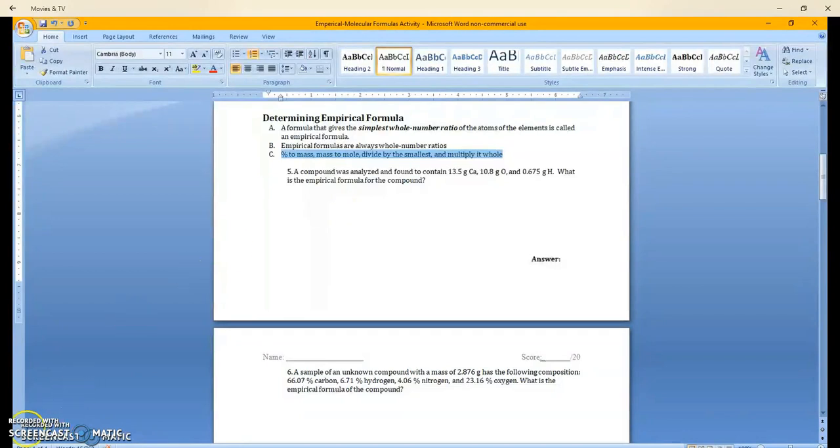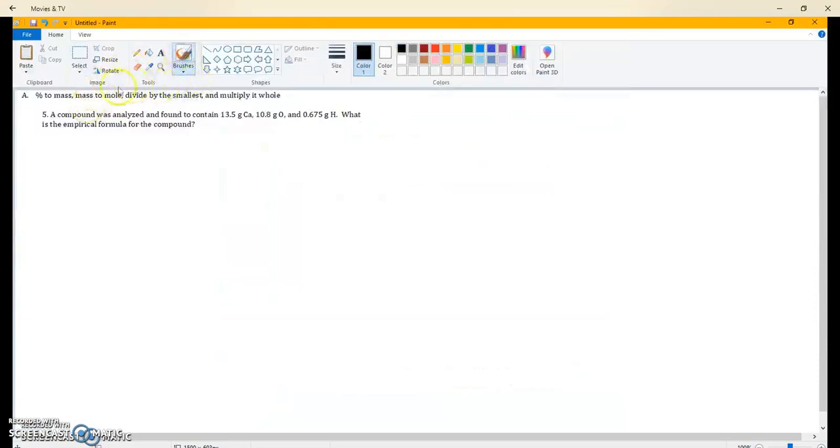So let's give it a shot. Alright, so this guy right here, our rhyme, this is what you guys want to have in your head. So the rhyme goes, percent to mass, mass to mole, divide by small, multiply till whole. Okay? That's our rhyme, and it works for every empirical formula. This is what it means.